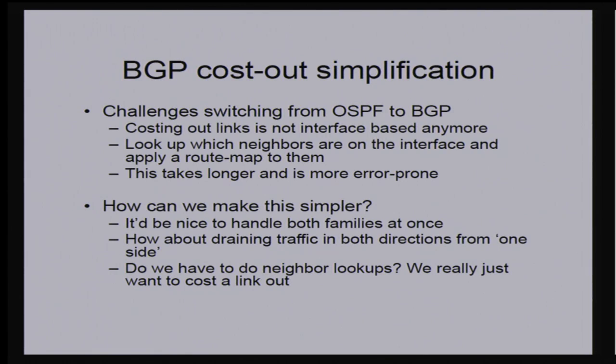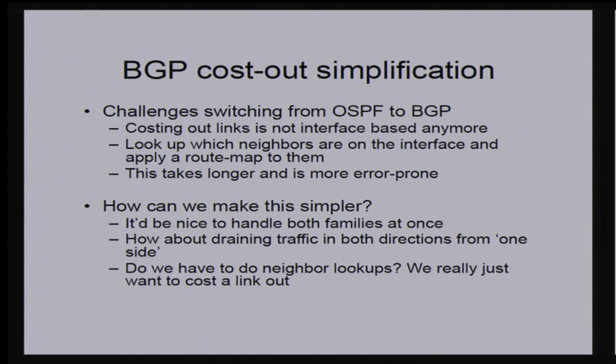You apply a route map. And you don't actually do it to an interface, you do it to a neighbor. So now if you want to make this change to remove an interface from traffic, you have to know the neighbors on the interface, and you have to know the route map that you want to apply. This is a lot more thinking than just going to a device and going to an interface and applying a metric. All right, so how can we simplify this?